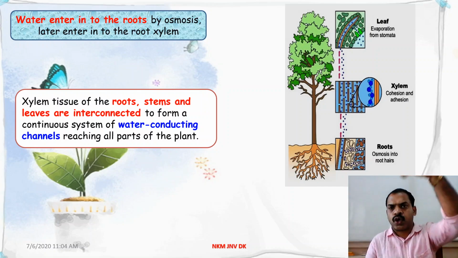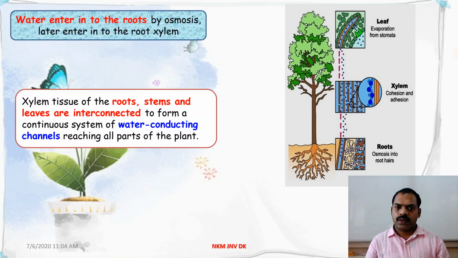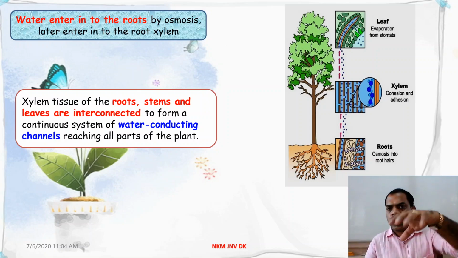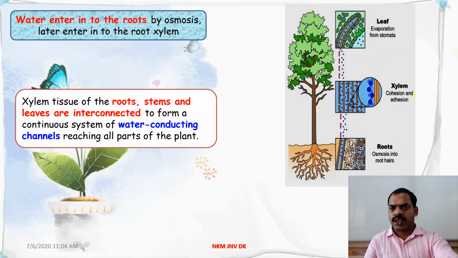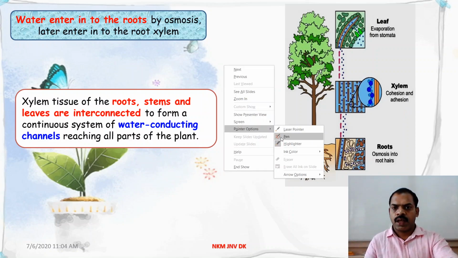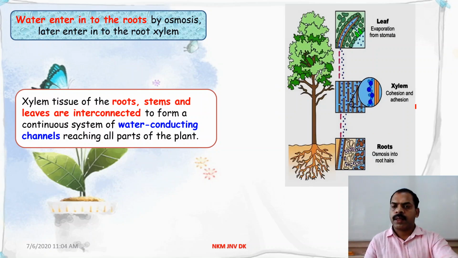So it makes a continuous column and reaches up to the leaves. So we can see here that osmosis occurs through root hairs, and the water moves through the xylem. Water movement through xylem involves two mechanisms, not described in our syllabus, cohesion and adhesion. You may know the cohesive force and adhesive force.